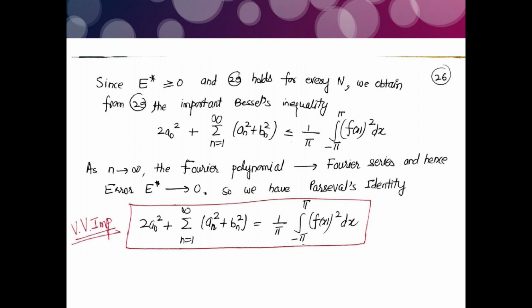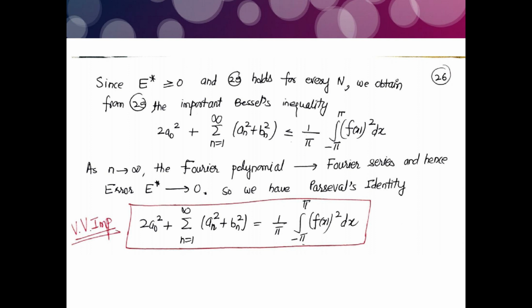From this theorem we have a very important inequality, in fact two, Bessel's and Parseval's identity. We know that error E star is always greater than or equal to 0, and it holds for every value of n. So we can rewrite that error formula: 2 times a naught square plus summation over n 1 to infinity a n square plus b n square is always less than or equal to 1 upon pi, integration from minus pi to pi of f of x whole square dx.